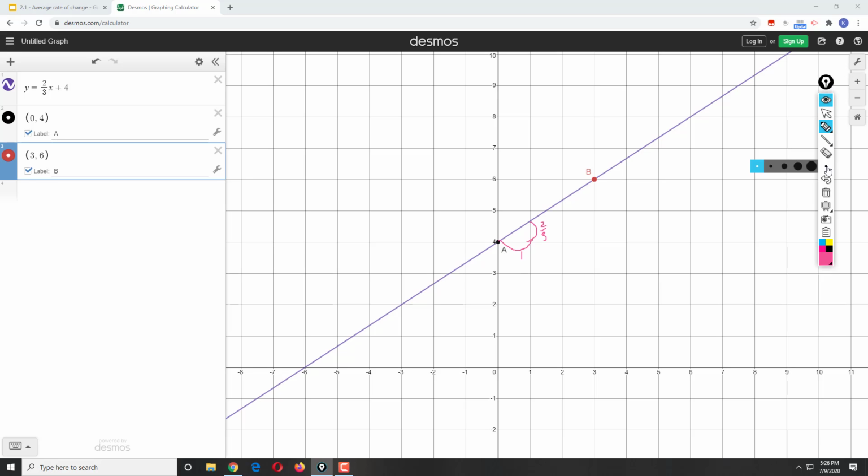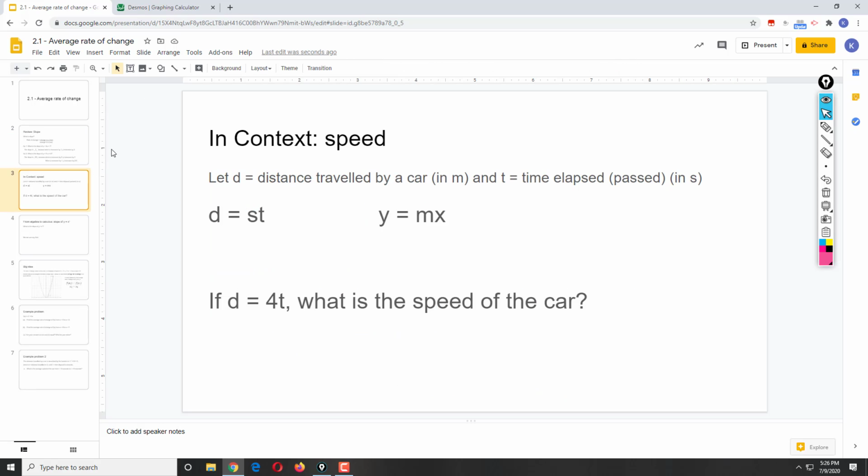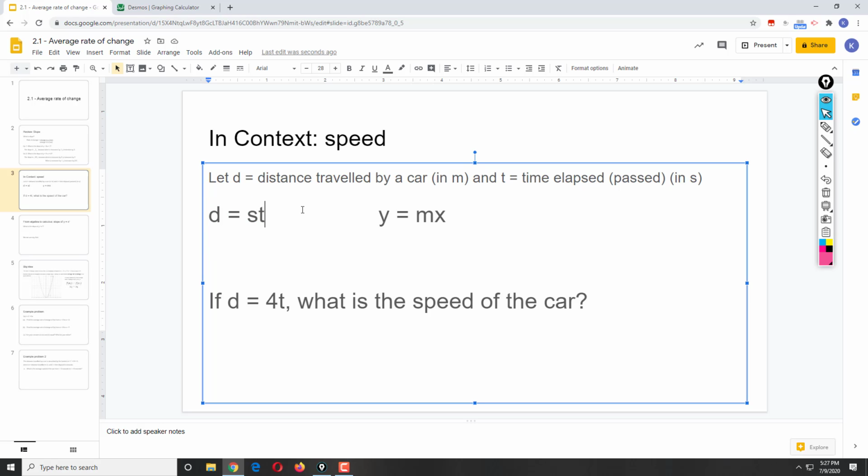Next, we are going to extend our learning from algebra. This is just algebra. Now we're going to move on to the calculus part. In calculus, actually, sorry about that. Let's look at slope in context first. Let's look at speed. Let's say that the distance traveled by a car is d, and the time elapsed is t. The distance traveled is in meters. The time elapsed is in seconds.